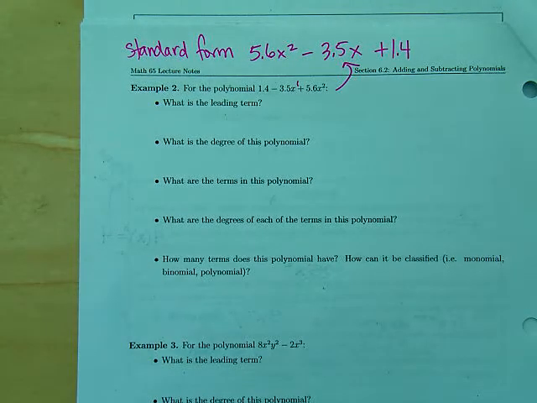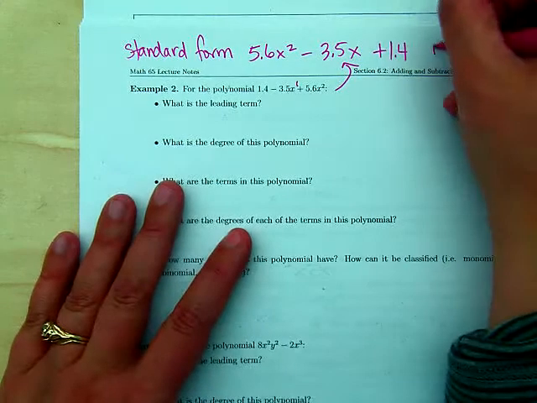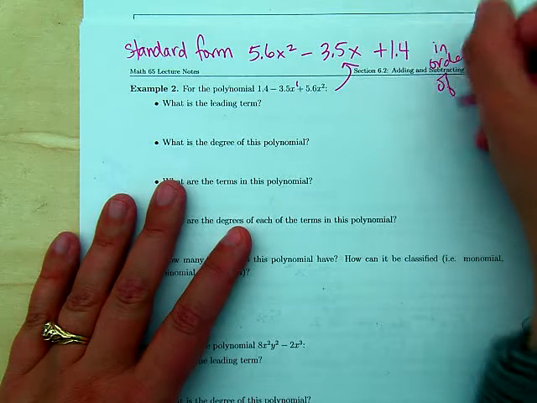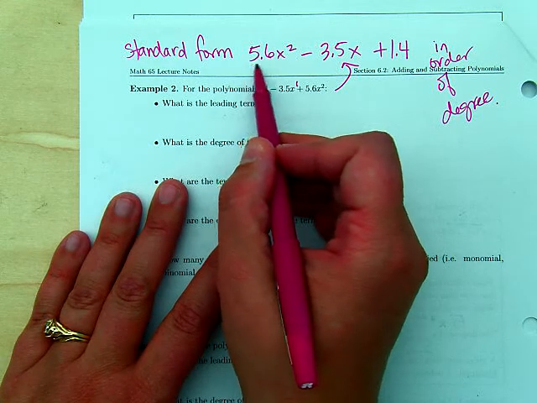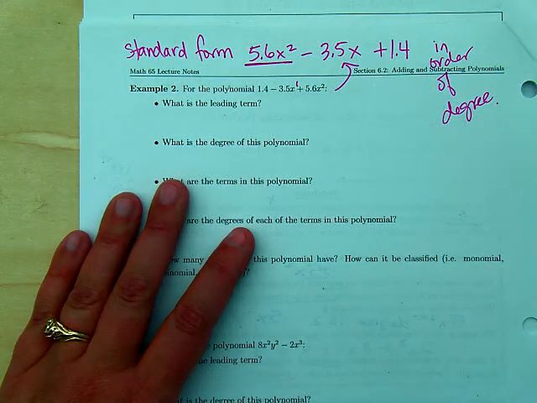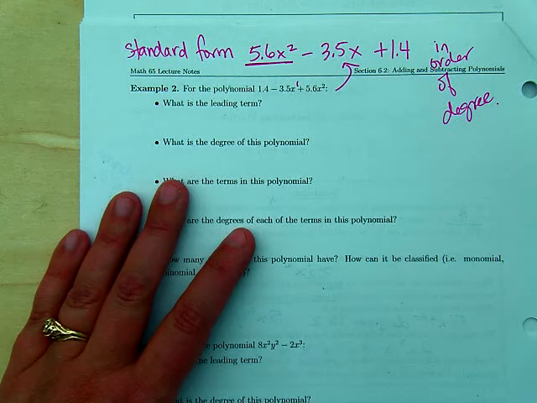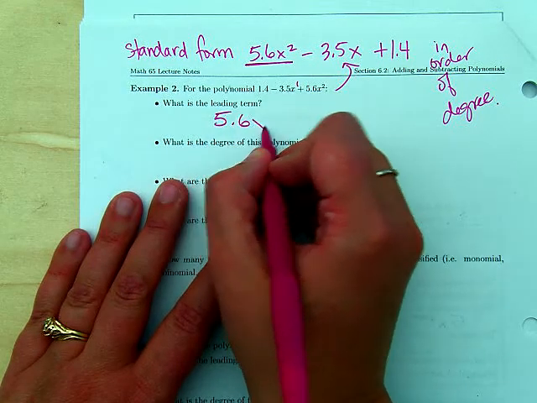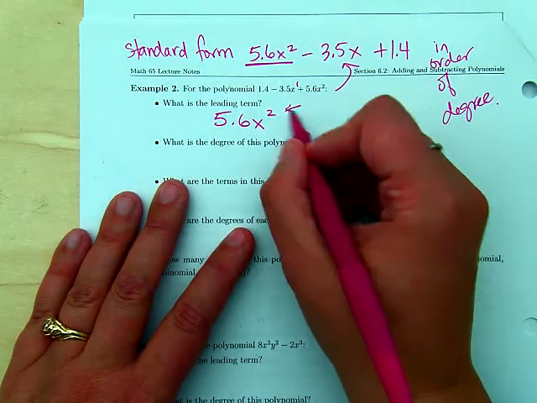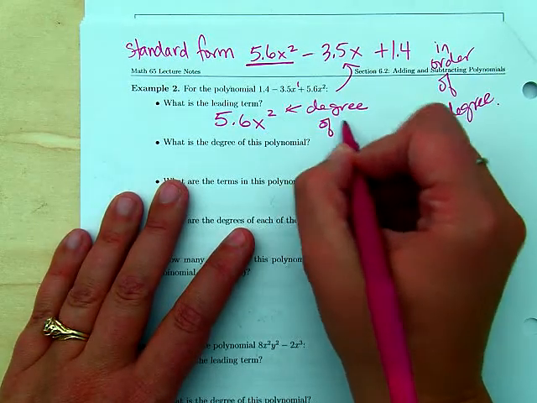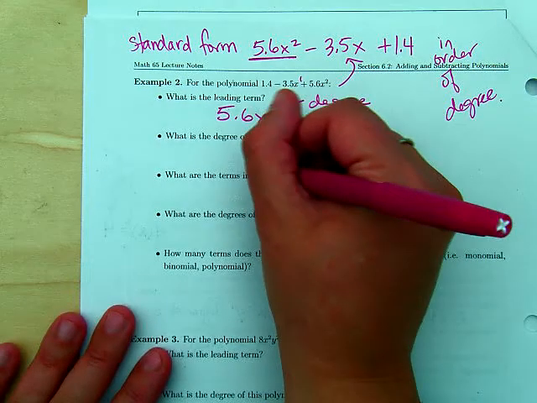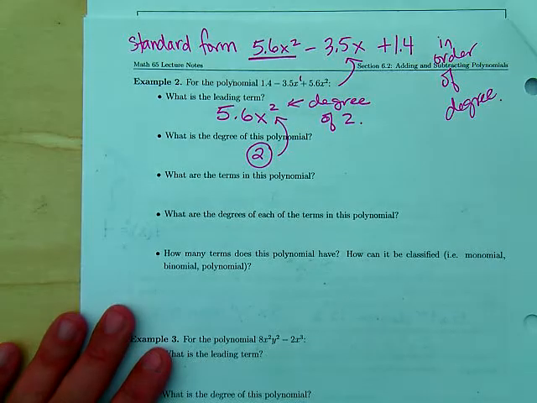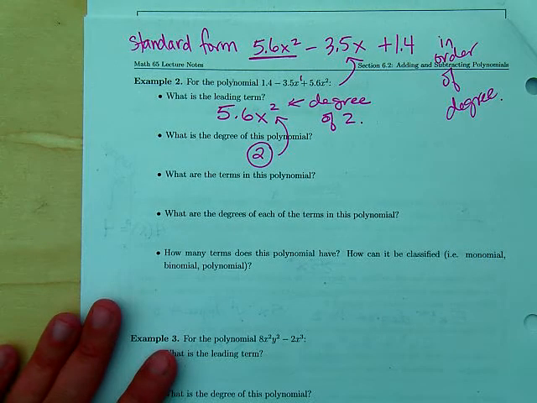When we put it in standard form, in order of degree, then we have a leading term. The leading term is the very beginning one. Once you put it in order, then you can tell what the leading term is. So what is the leading term? And the degree is 2. Good. What's the degree of the whole entire polynomial, meaning all 3 terms? Yes, it's 2, because the leading term decides the degree.